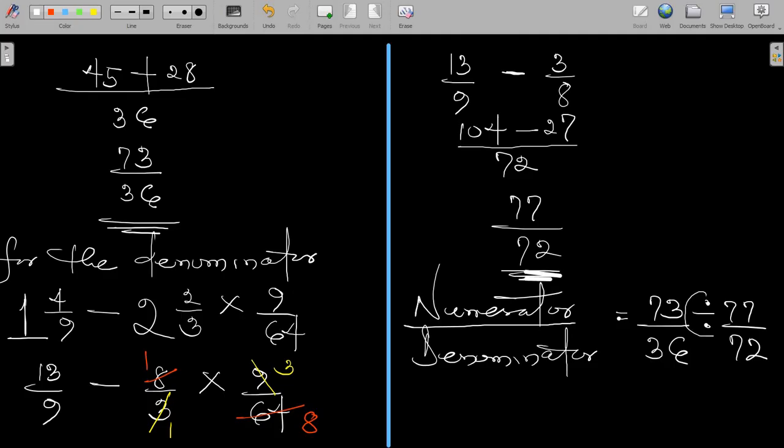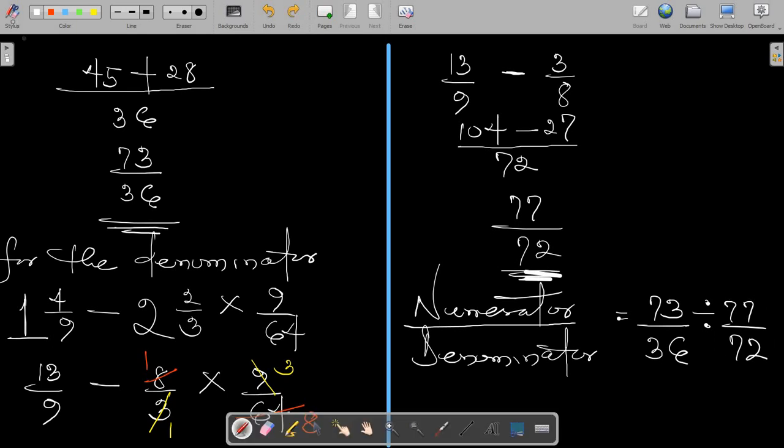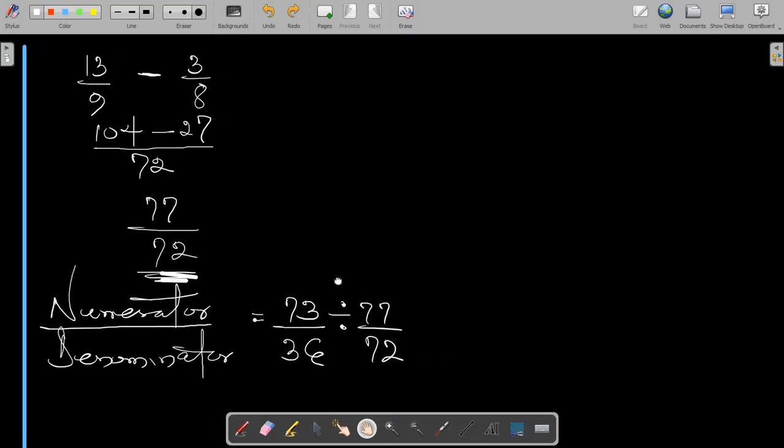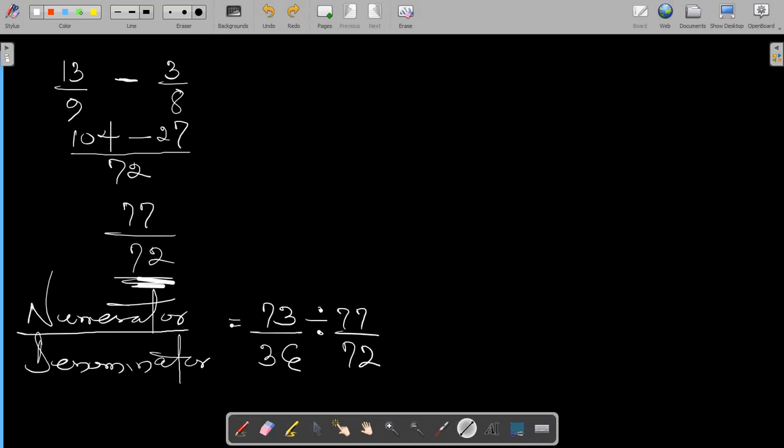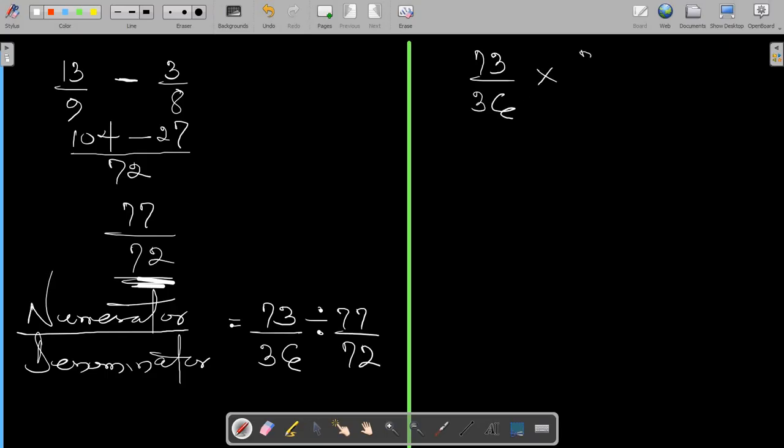So let's change this division now to multiplication and flip the 77 over 72. Let me move on to the other side. We now have our result to become 73 over 36 times 72 over 77. I notice here now that 36 can divide itself to give me 1. 36 goes in 72, then we have 2. So nothing can divide.